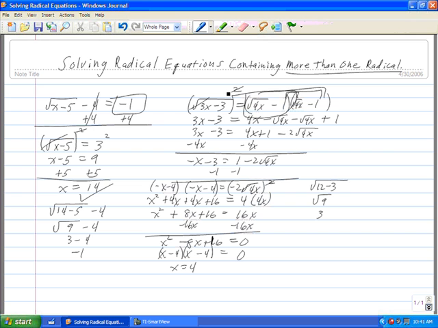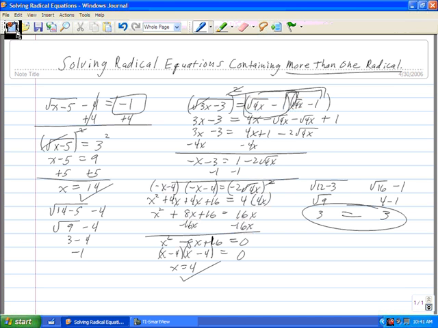Now that's the left-hand side. Remember, your original right-hand side was here. So we're going to have the square root of 16 minus 1, which is 4 minus 1, which is 3. Yep, we do have equality. So again, we have an answer that checks out.